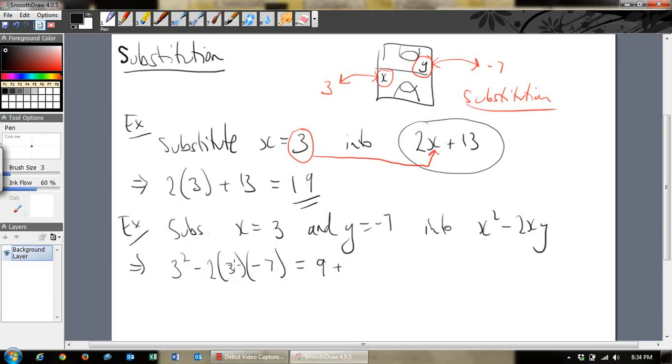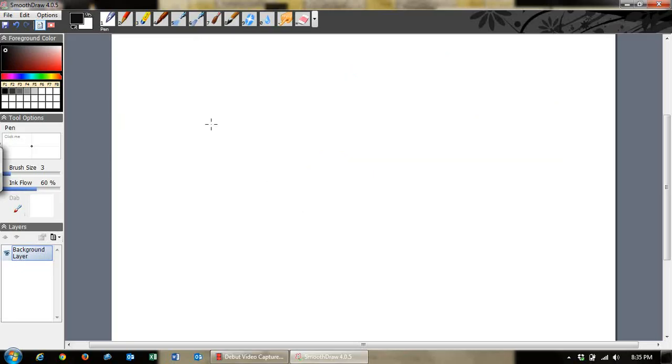Then we've got 2 times 3 is 6, 6 times 7 is 42. So it'll be plus 42. Get good at this. I often see students messing that one up. Just get good at your BidMath, doing one thing at a time. 9 plus 42 is 51, and there's your answer. Okay, a couple more examples.